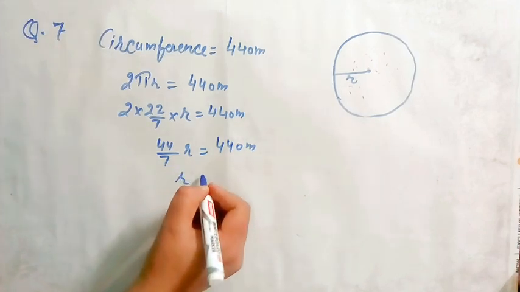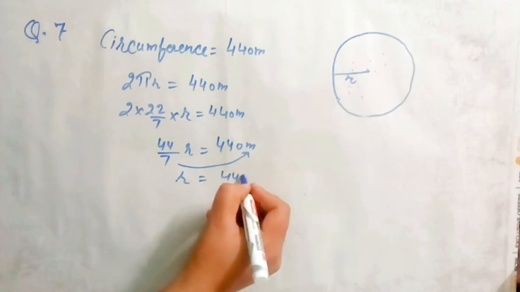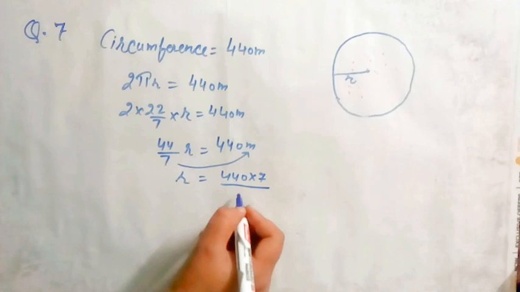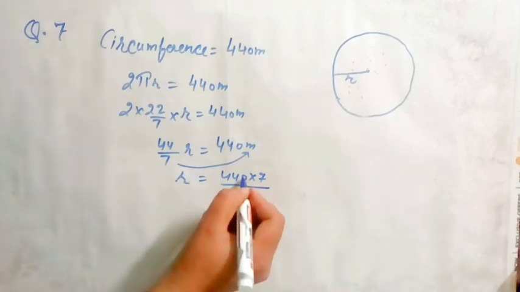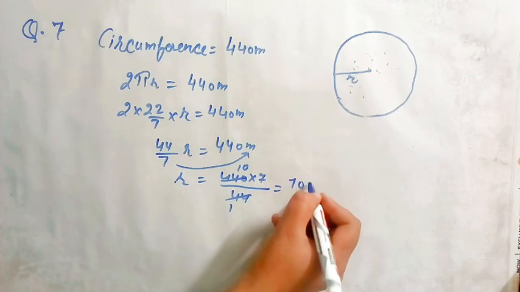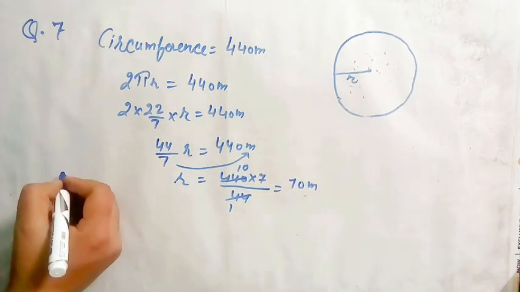Now we have to find out r. So take 7 to the right side, it will go in multiply, and bring 44 to the right side, it will go in divide. So 44 tens are 440, so the radius will be 70 meter. Now let us find out the area.